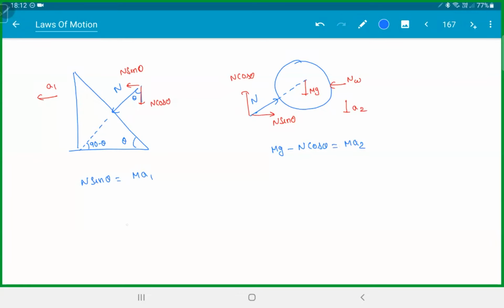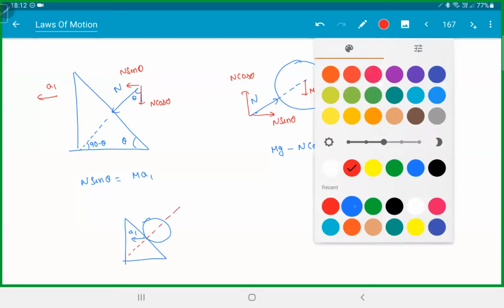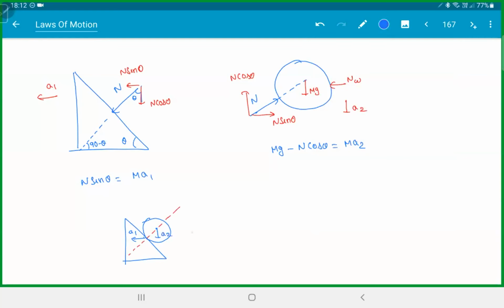Constraint equation. If this guy is going with a1, acceleration along the normal should be the same. And this guy is going with a2. This is theta, this is 90 minus theta. So a1 cos(90 minus theta) is equal to a2 cos theta. So a2 is a1 tan theta. We have done this constraint before.